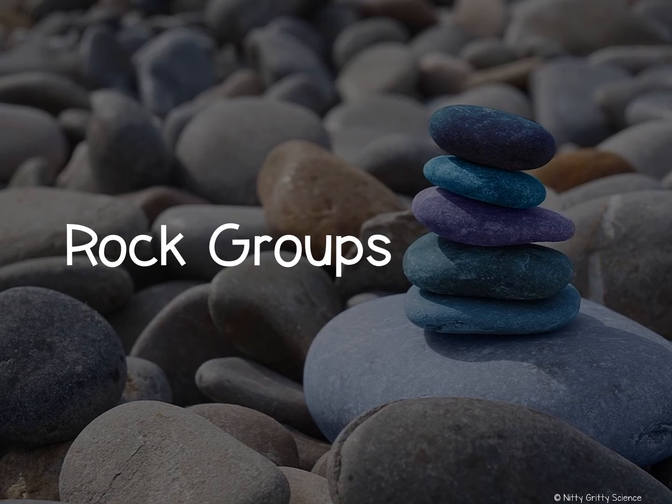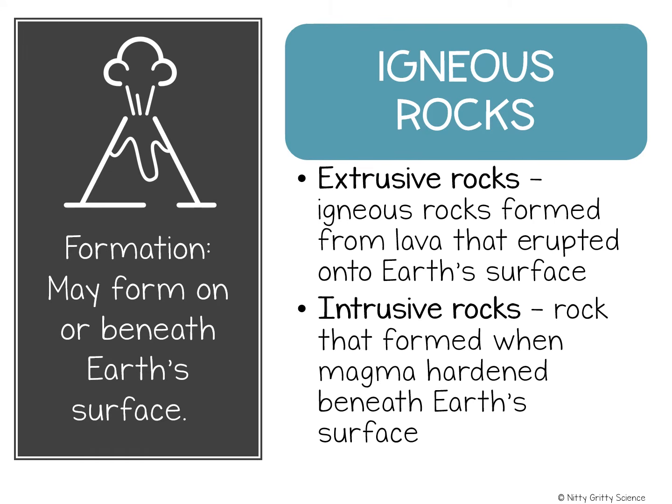Rock groups. Remember from the previous section that igneous rocks may form on or beneath the Earth's surface. Extrusive rock is igneous rock formed from lava that erupted on Earth's surface, whereas intrusive rock forms when magma hardens beneath the surface.